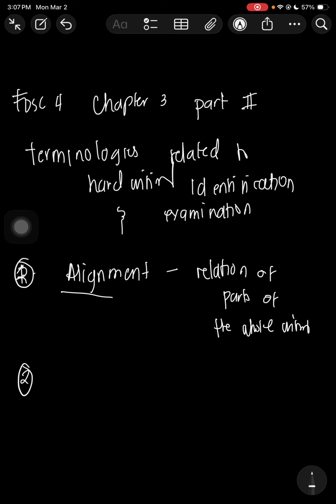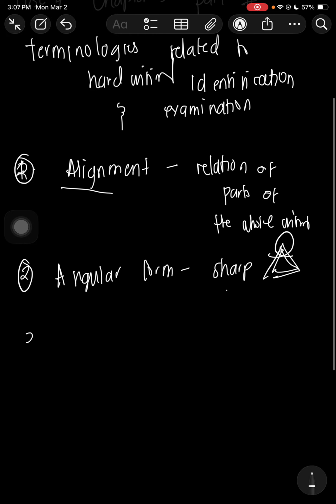Next is the angular form. Angular form is the sharp. Sharp, di ba yung mga kanto, angles, sharp. So, a straight stroke that are made by stopping the pen and changing direction before continuing. So, nag-change ha. Angular, and yan, sharp.